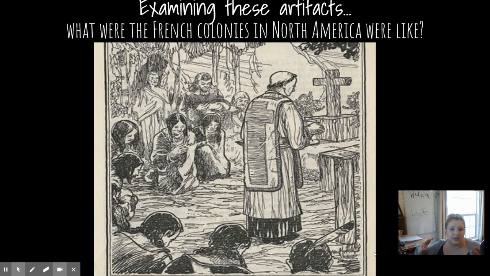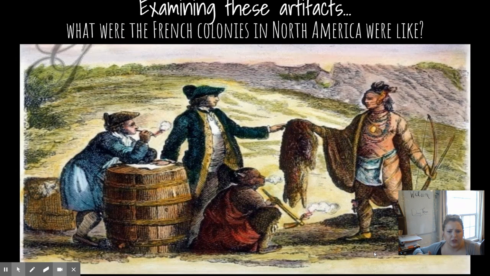Okay, so examining these artifacts. So this is a sketch from a French colony. Based on what you're seeing, what were the French colonies in North America like? Okay, so I'm seeing praying Native American women. It looks like there's kind of an intermixing of white men and Native American men and women. I definitely see a cross and what appears to be a Catholic monk. So it looks like, based on this, that we're going to have kind of a cordial relationship with the French and the Native Americans.